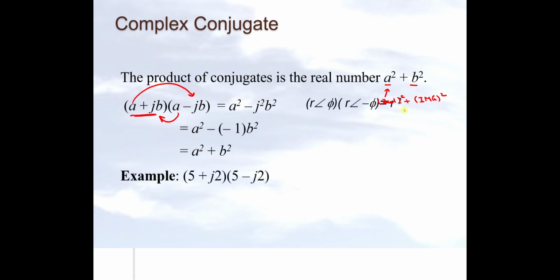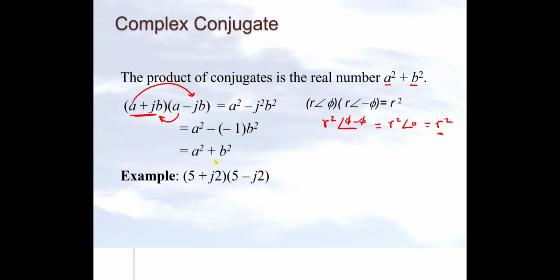Okay, now if you'd like to do the multiplication using the polar form, you have a number times its conjugate, where the conjugate changes the sign of the phase. When you multiply them together, you get r squared with a phase of φ minus φ. This is equal to r squared with a phase of 0, which is the same as r squared. So simply this is the magnitude squared.